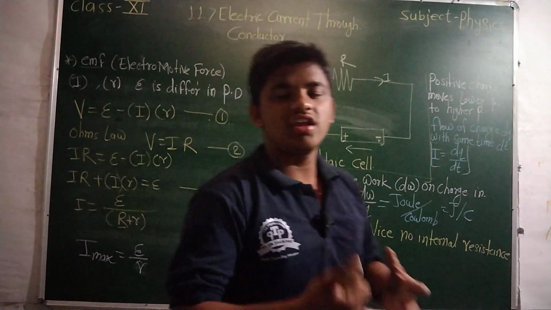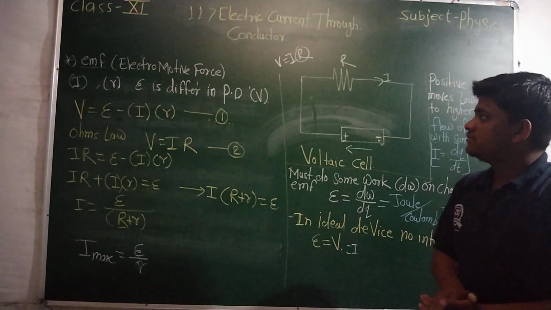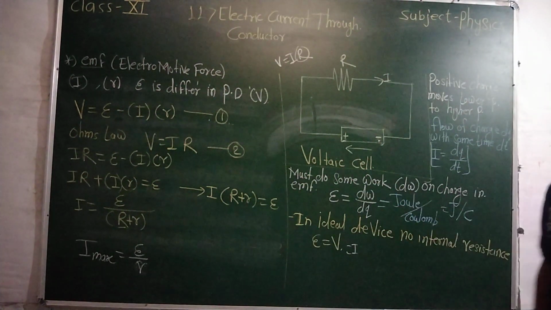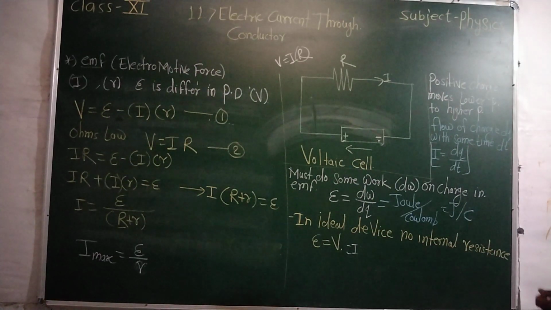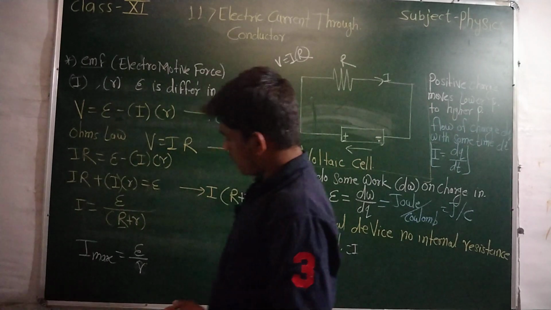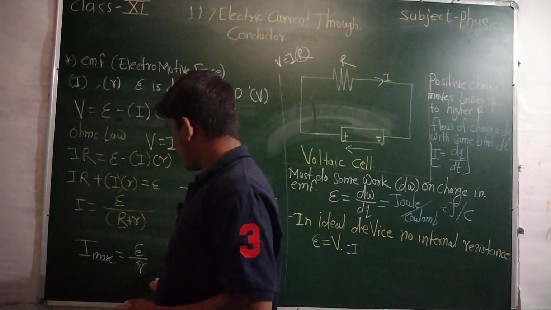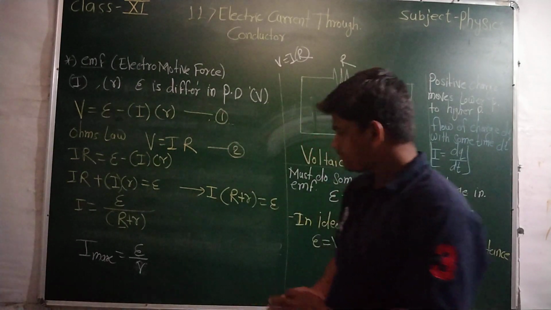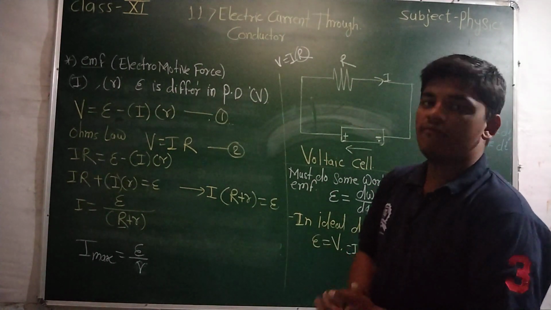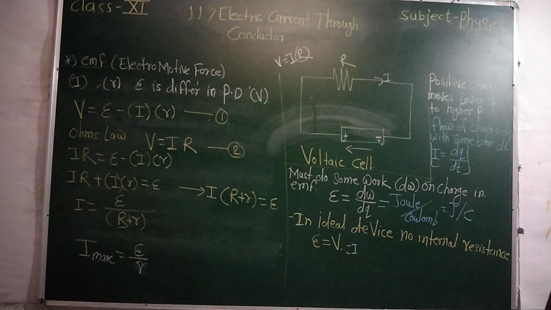This is all about EMF: how we produce EMF, what EMF is, and what EMF devices are. When the current and internal resistance are given, we can find how much EMF will be produced in the given circuit.